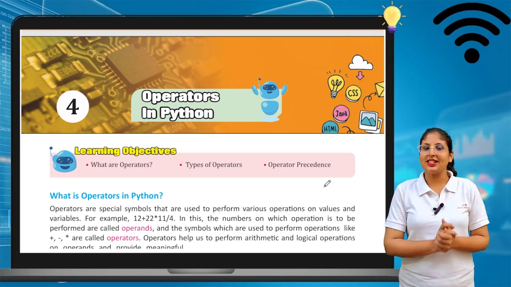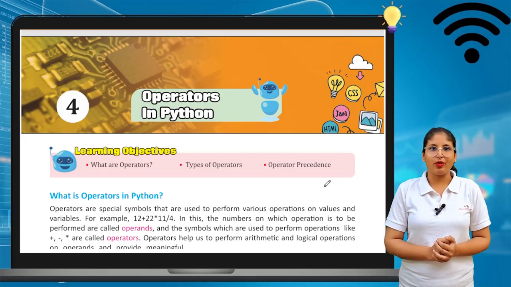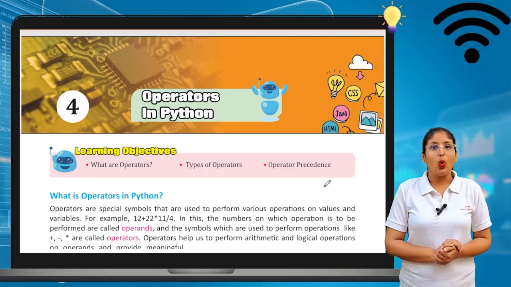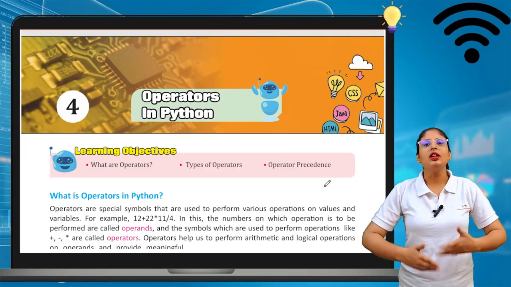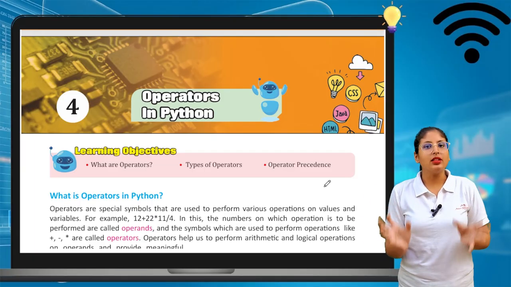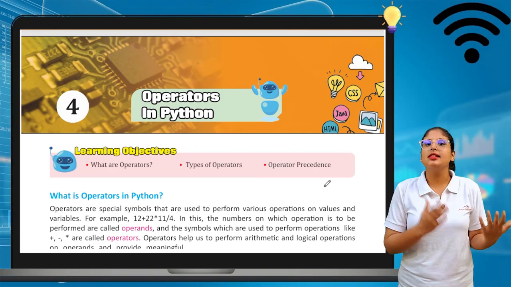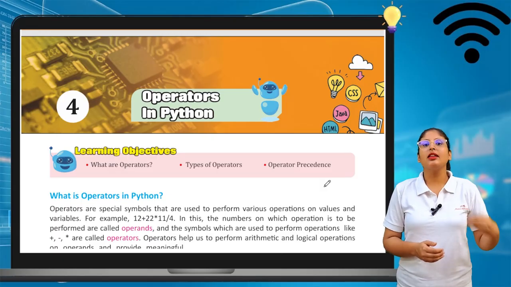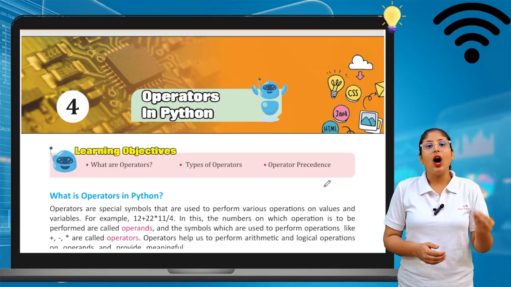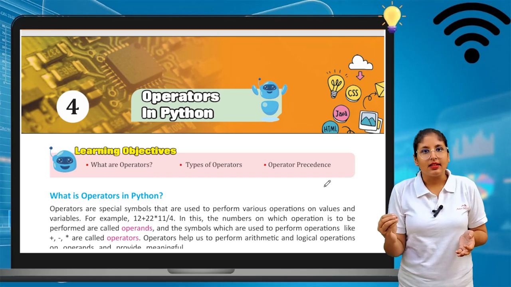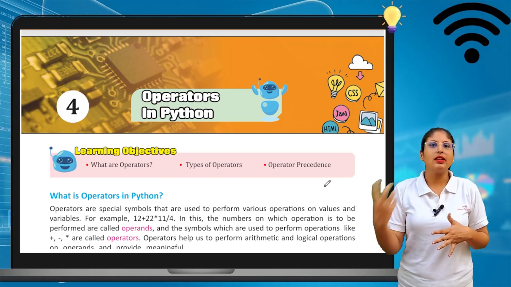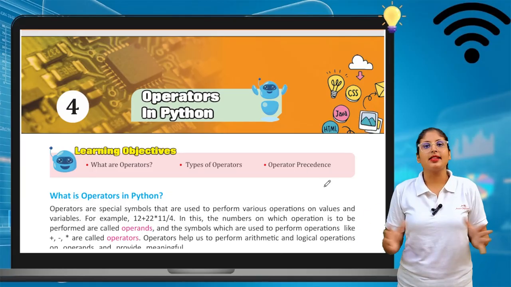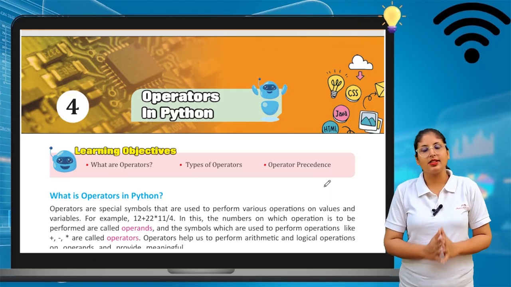In this class, we will start chapter number 4 of your book, and the name of the chapter is Operators in Python. What are the things that we are covering in this class? I know we already discussed Python in your class 6th also. But in this class, we will see what operators are, what their types are, and how operator precedence works. All these things we are discussing in this chapter.